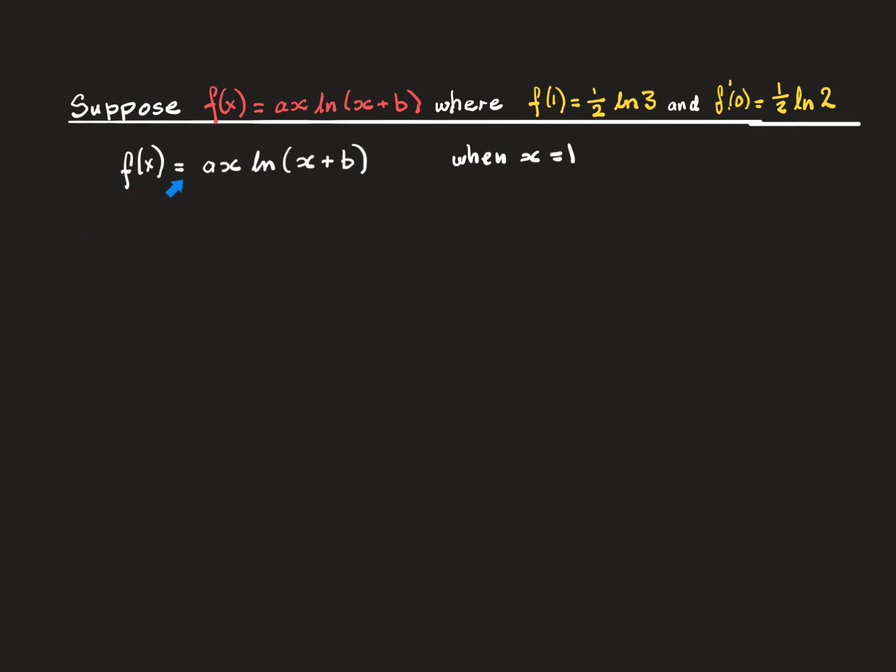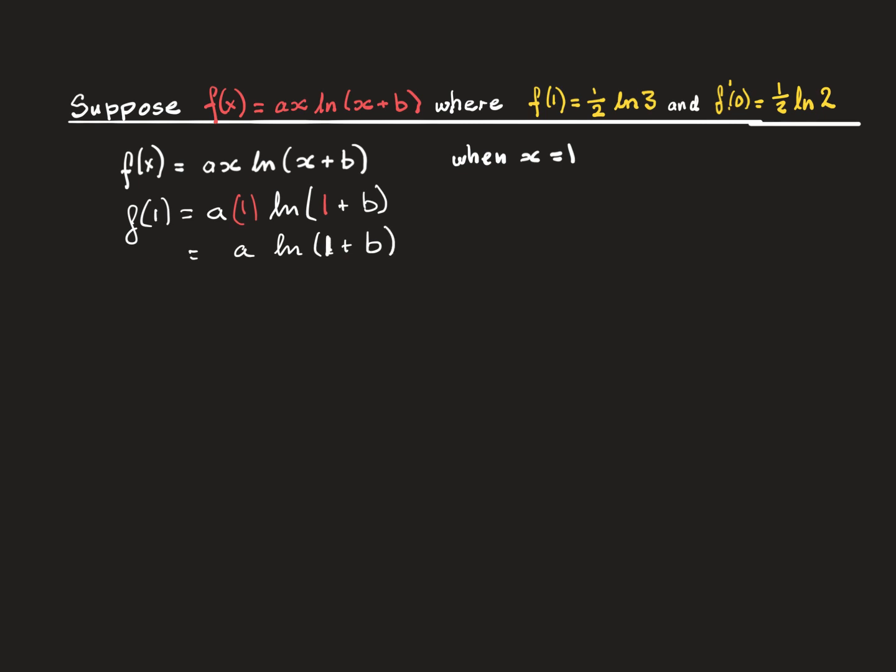So we've got the following function here, f(x) = ax ln(x + b), and we're told that when x is equal to 1, it is half ln 3. So we can now substitute that. When x is 1, we substitute all the x's with 1, ln(1 + b). So what we're really left with is a very nice, simple a ln(1 + b).